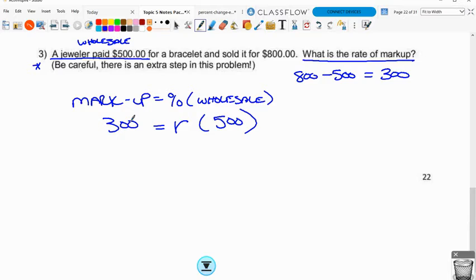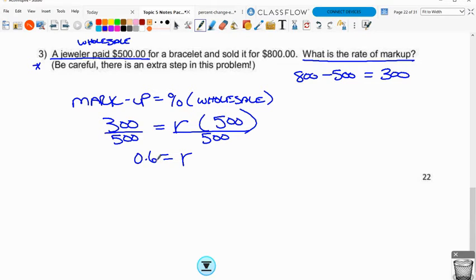So our equation says 300 equals R times 500. R is on the right and it's being multiplied by 500. In order to get R alone, we'll have to divide each side by 500. On the right-hand side, 500 divided by itself is 1, leaving us with R. On the left-hand side, you're going to punch into your calculator 300 divided by 500. And that means that R is equal to 6/10.